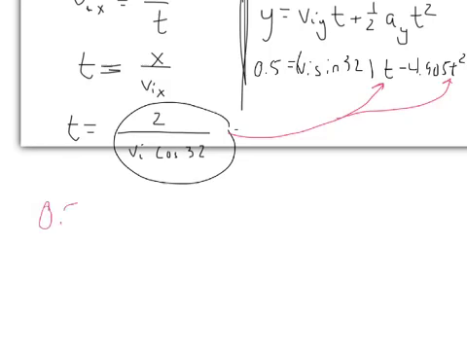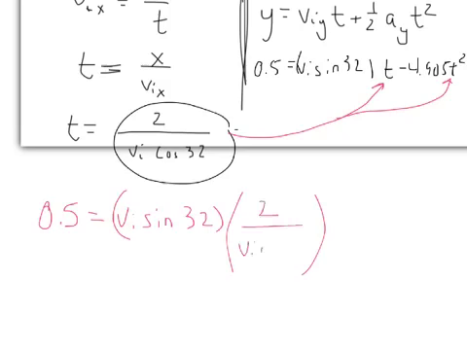We get 0.5 equals v_i sine 32, which is the first part, times time, but time is this big expression, minus 4.905 times the time, which is that big expression again, squared. See how much math you really need in physics now? It's really coming to see that you're using substitution also here. So we plugged in for time our solution from the x direction into the y direction, giving us this massive equation, which looks very complicated. It's not. Just follow steps, one step at a time. This is not a difficult equation to solve, actually.